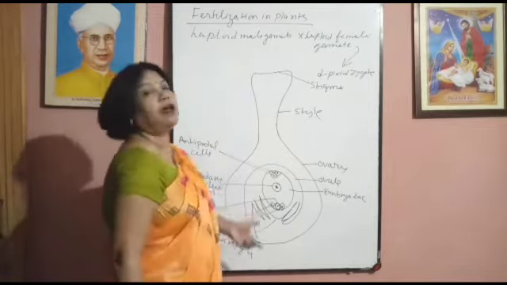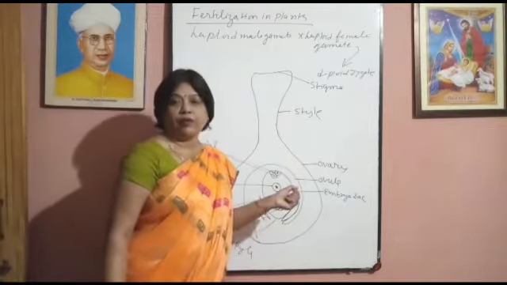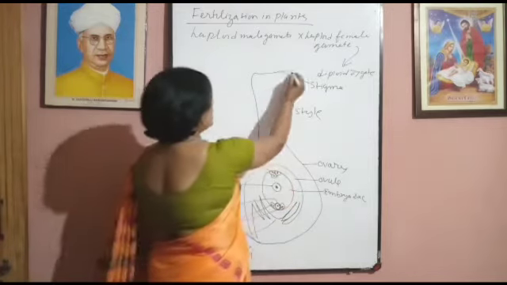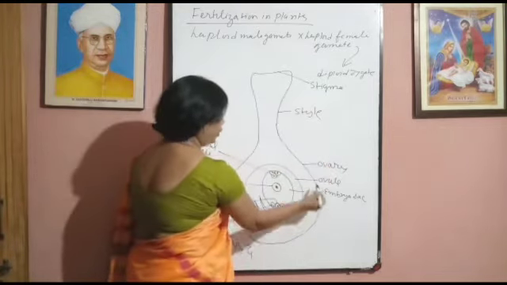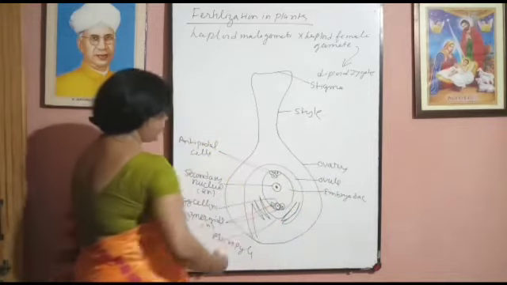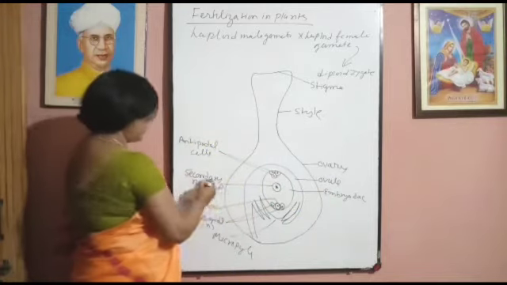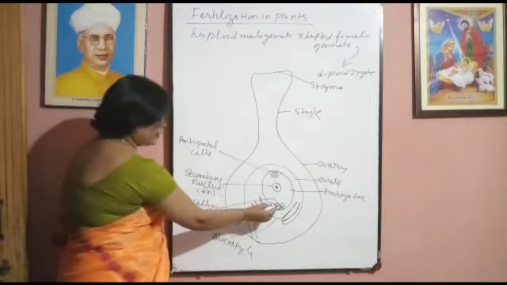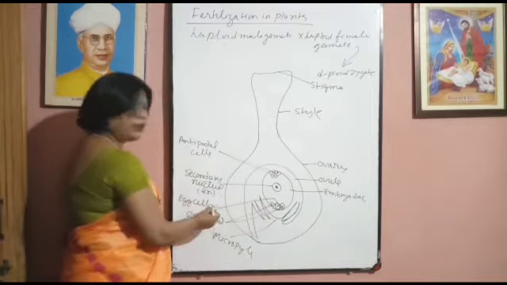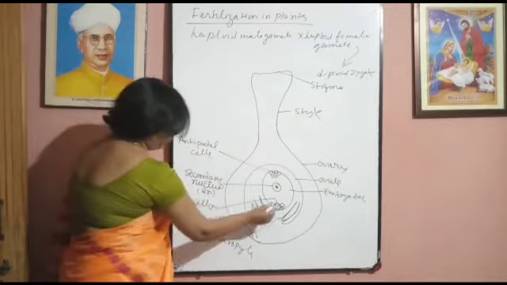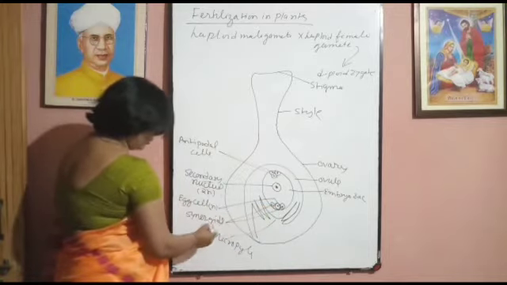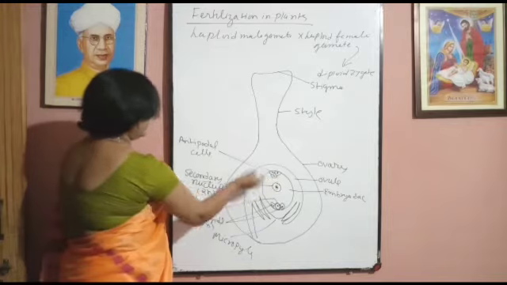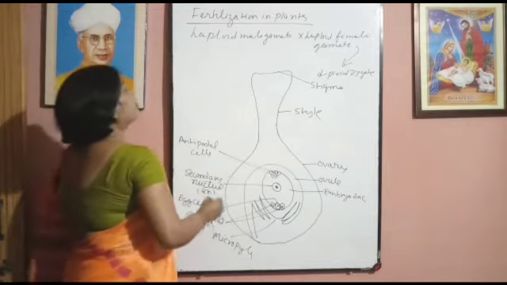Now, this is the carpel or pistil of the flower. This is stigma, style, ovary, ovule, and this is the embryo sac. Inside the embryo sac, the secondary nucleus is there, diploid, and then the egg cell. The egg cell is the female gamete, haploid, and these two cells are synergids, and these cells are antipodal cells.